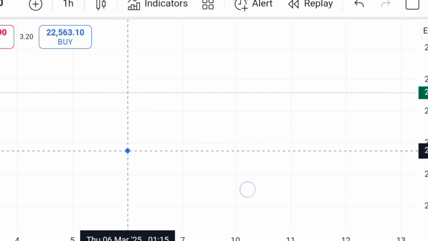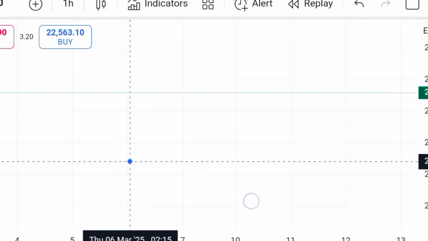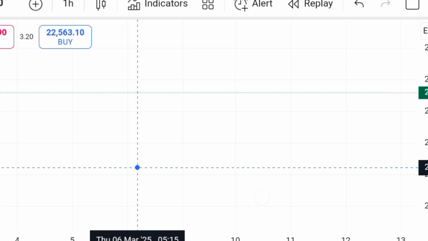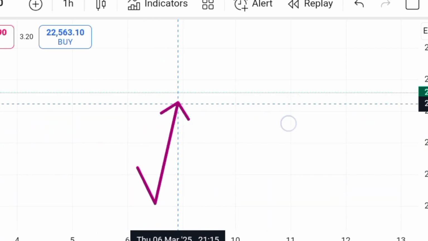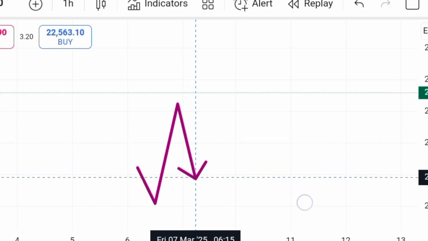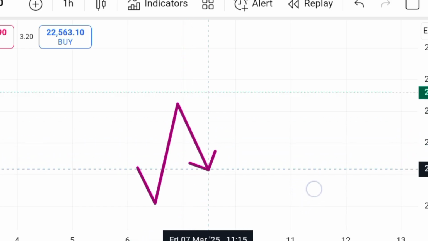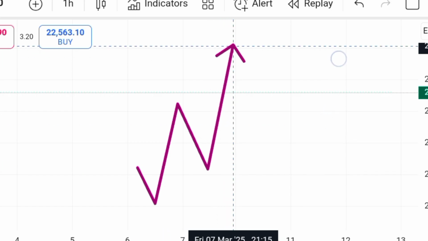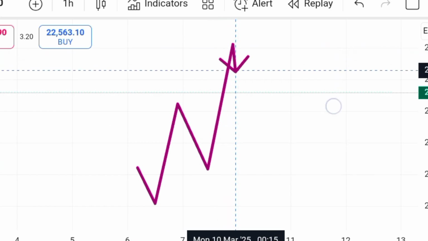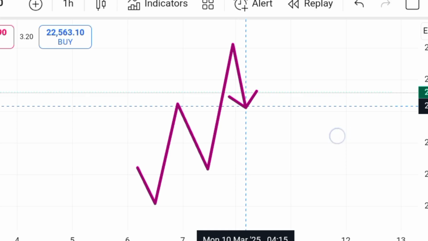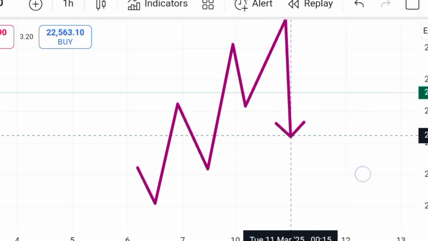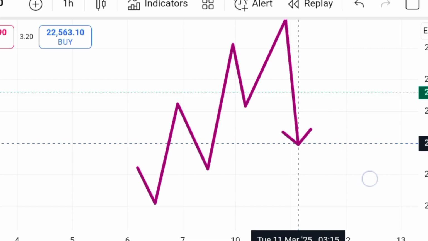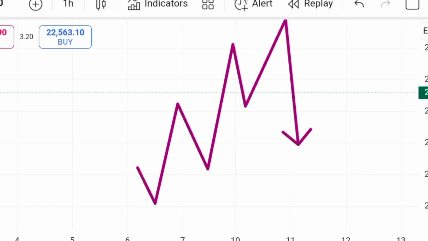So this is a buy scenario. First, we are looking for something like this in the market. Market gives us a high, it gives us a low, it gives us a high, it gives us a low, it gives us a high, and it gives us a low.